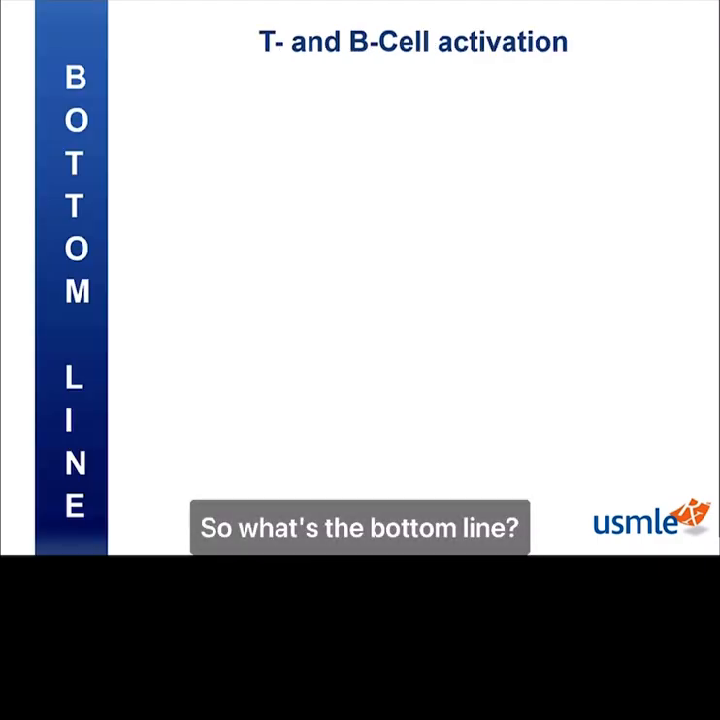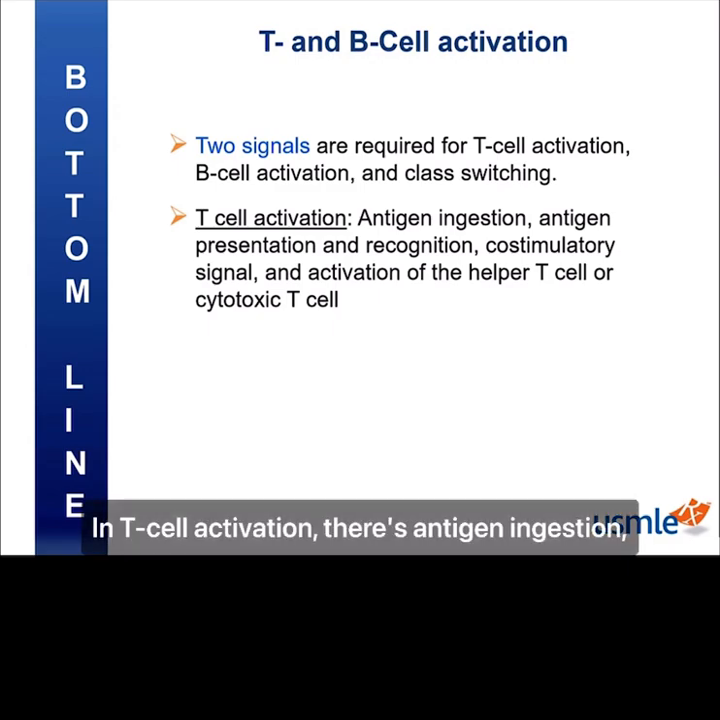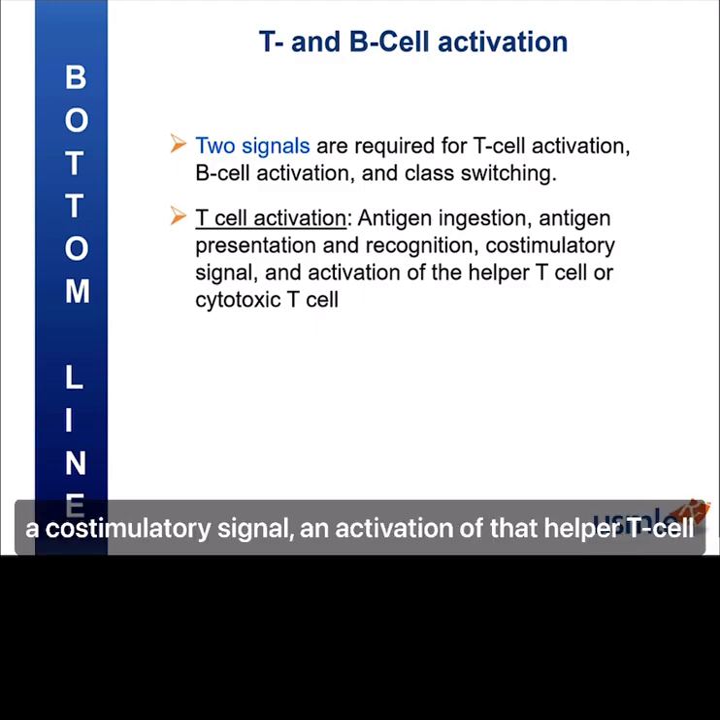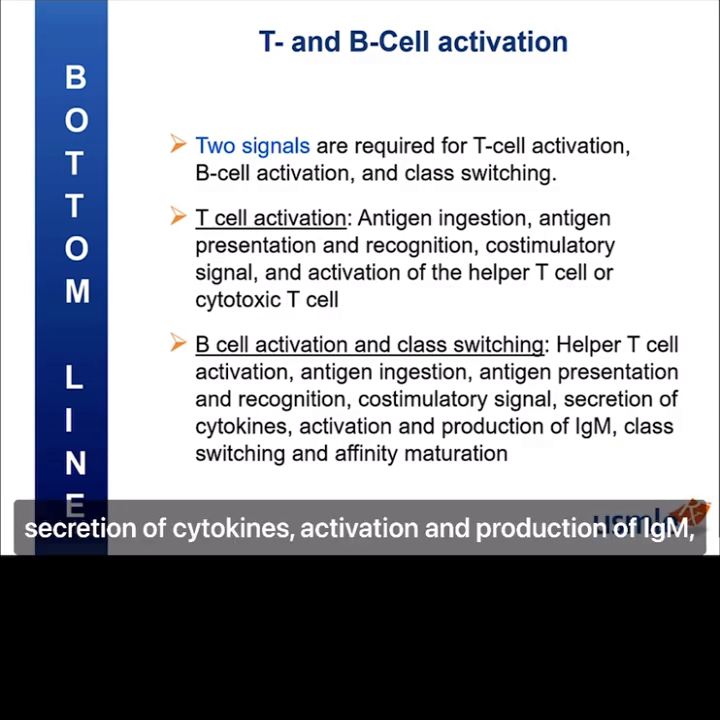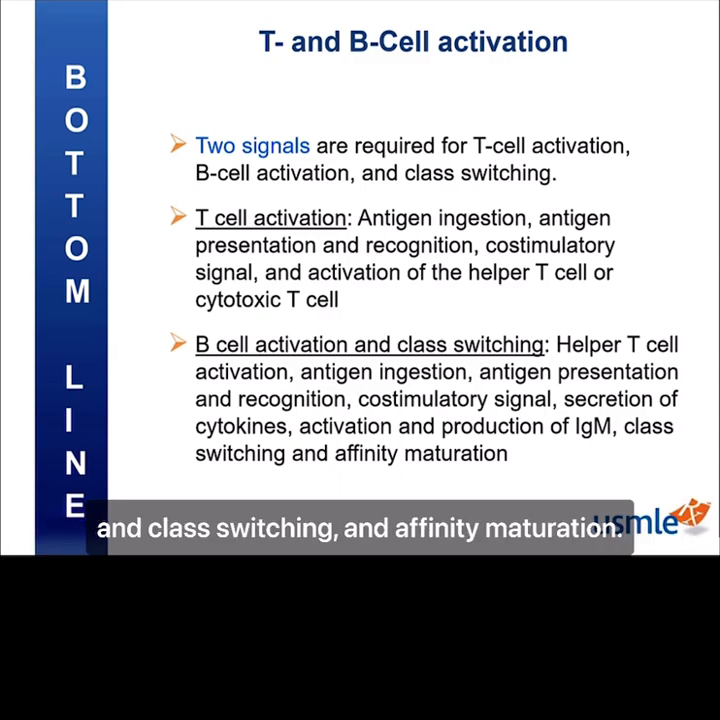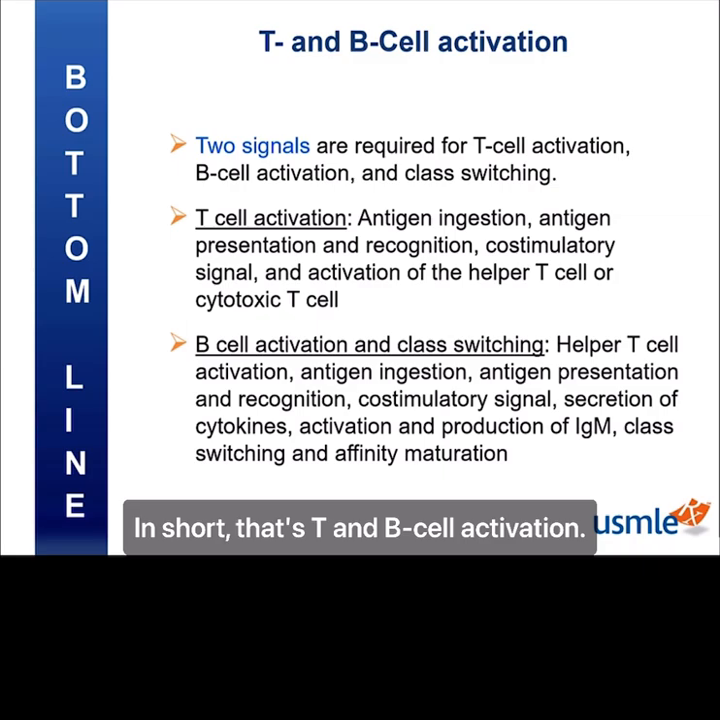So, what's the bottom line? Remember that two signals are required for T cell activation, B cell activation, and class switching. In T cell activation, there's antigen ingestion, antigen presentation and recognition, a co-stimulatory signal, and activation of that helper T cell or cytotoxic T cell. In B cell activation and class switching, we start off with helper T cell activation, then antigen ingestion, antigen presentation and recognition, co-stimulatory signal, secretion of cytokines, activation and production of IgM, and class switching and affinity maturation. In short, that's T and B cell activation.